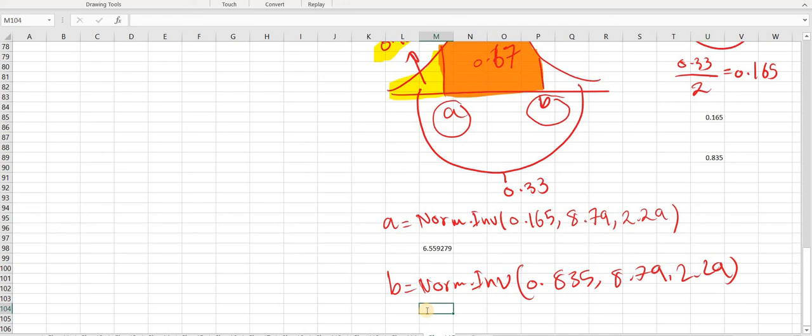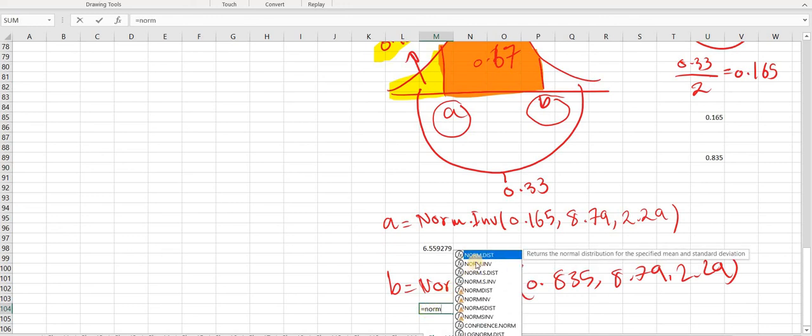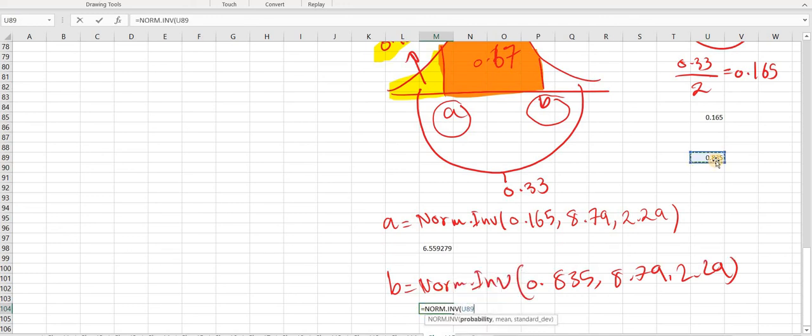So I'm going to do it here, NORM.INV of this number right here, which represents both of the areas combined, or the area to the left of B, comma, the mean, 8.79, comma, the standard deviation. It helps if I typed here the mean and the standard deviation and I clicked on them each time. Typing takes some time, so be efficient.